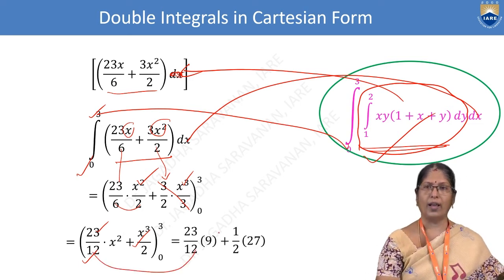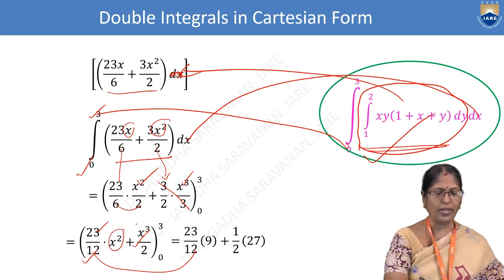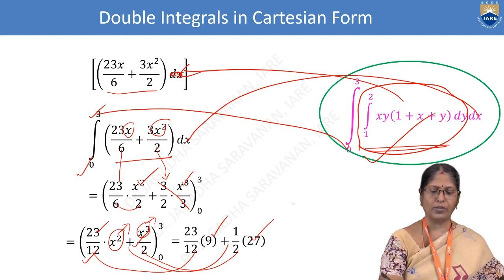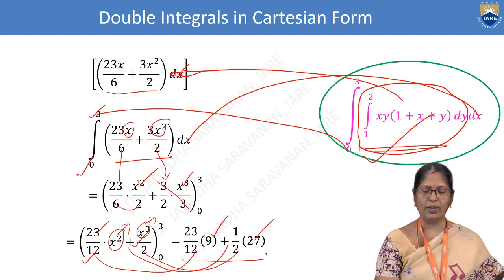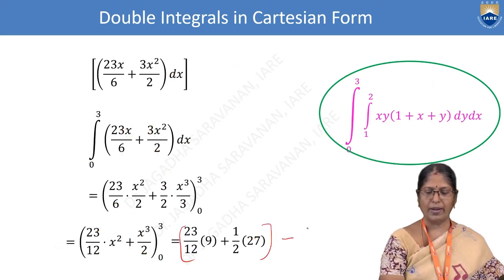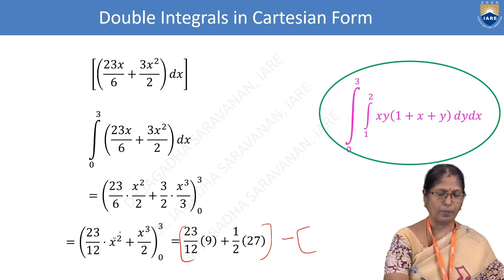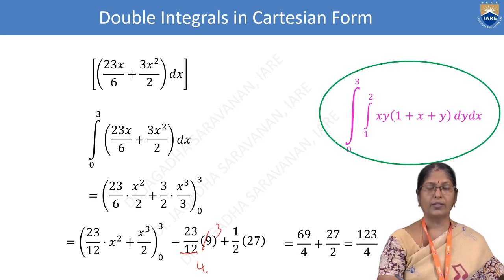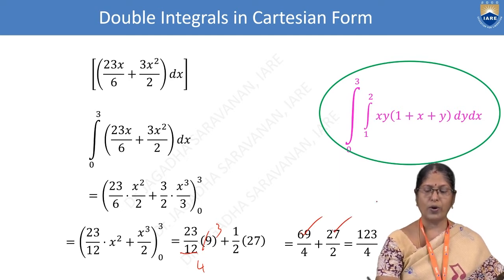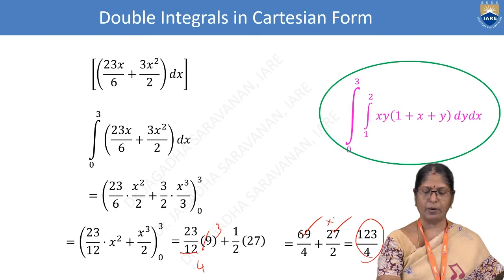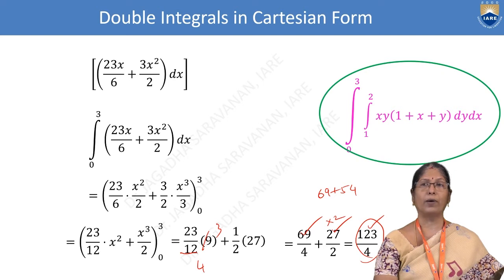Now, this 23 by 12 as it is, the upper limit is 3. We are substituting in this place, we got 9. This plus is plus, 1 by 2 is as it is, x cube, it is taking the value 3, the 3 cube is 27. Upper limit is completely over, lower limit is not written. The reason is, this is the upper limit minus the lower limit, the lower limit is 0, x place we are substituting, the lower one is completely becoming 0. So the simplifications, we are cutting here, 3 is common, so 69 by 4 plus 27 by 2, taking LCM, we got 123 by 4, just this is multiplied by 2, 69 plus 54, it's nothing but 123.